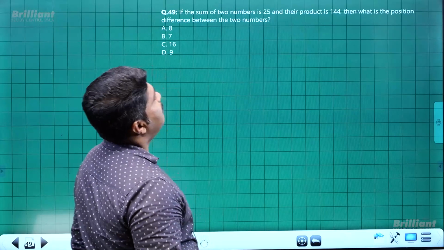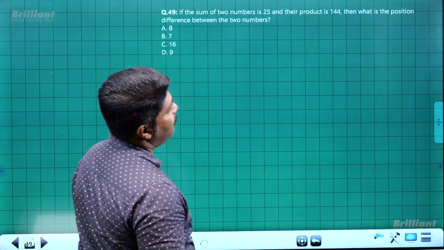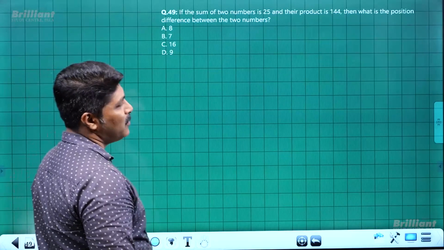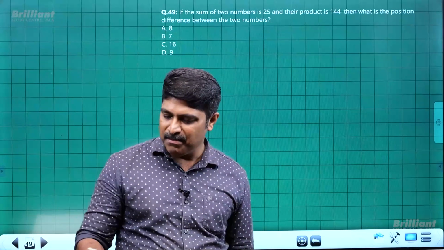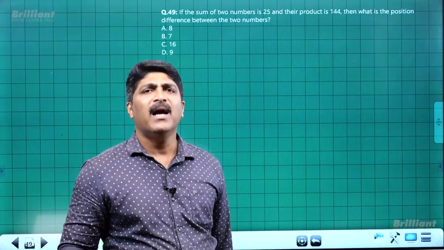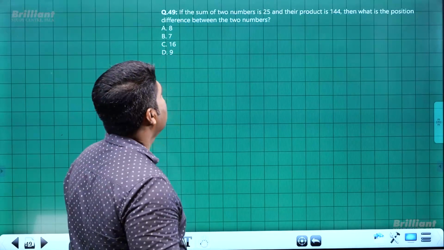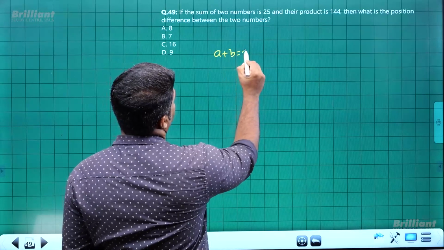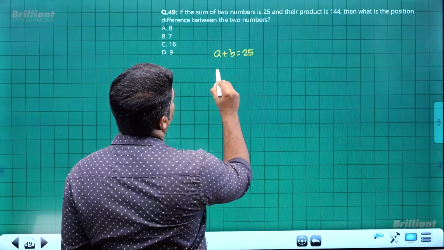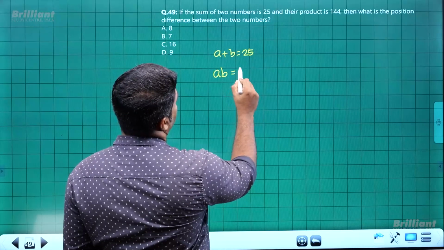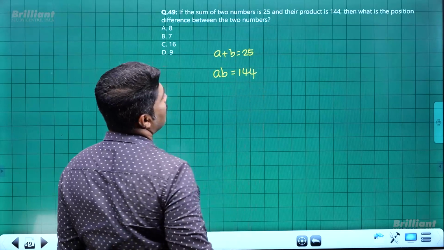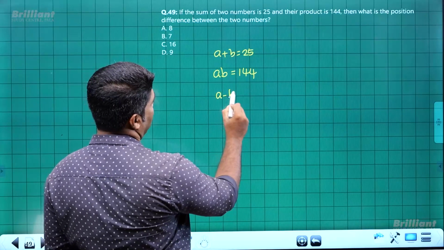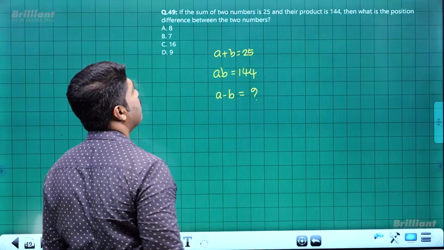If the sum of two numbers is 25 and the product is 144, then what is the positive difference between the two numbers? Position difference is nothing but the difference, don't be confused about that. It is given that the sum of two numbers, a plus b, is 25, and the product is 144. So we have to find a minus b. That's it. Simple.